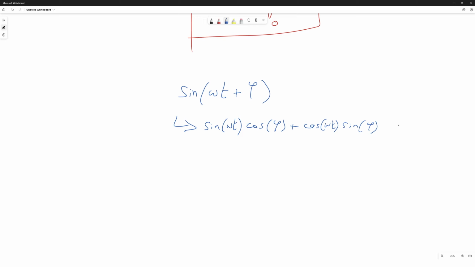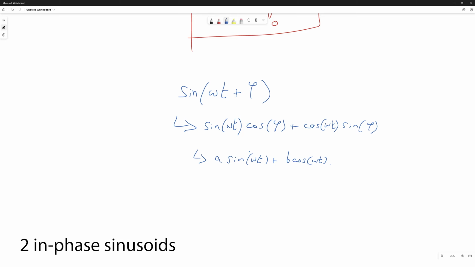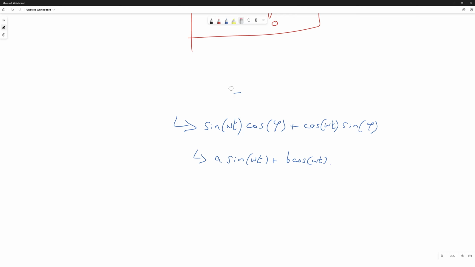And here, cosine of phi and sine of phi are constants that just depend on the phase shift, and thus we have a sine of omega t plus b cosine of omega t. Thus, if there are any phased components in our signal, it can just be broken down into two sinusoids. So we do not have to consider phased sinusoids.